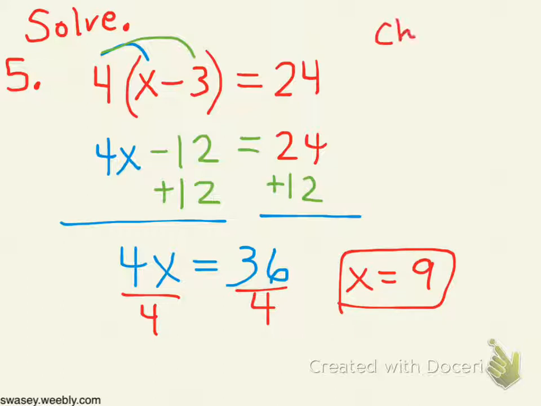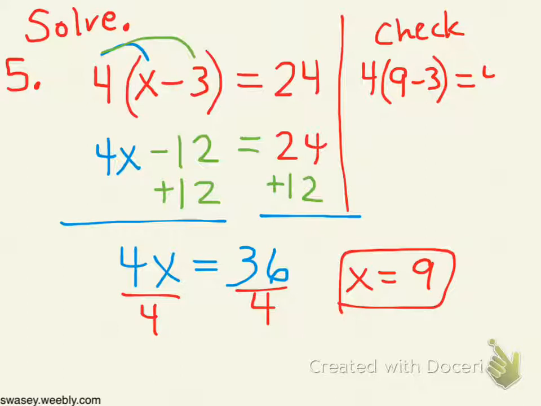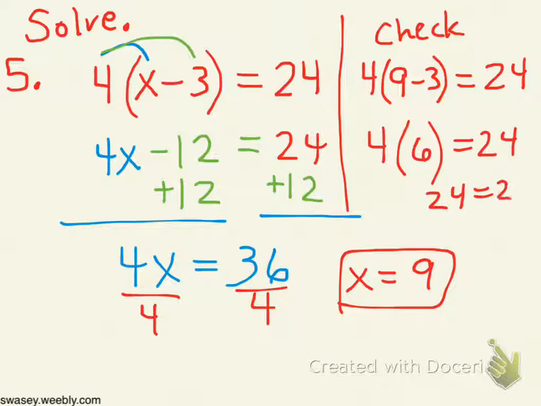You could check this. We would replace the x with 9 in the original equation, and then we would just use order of operations to simplify that left side. So on the left side you have parentheses, which groups the 9 minus 3 together, and makes you do that first. So 9 minus 3 is 6. And then 4 times 6 gives us 24. 24 equals 24, so it checks, we can be confident in our solution of x equal to 9.